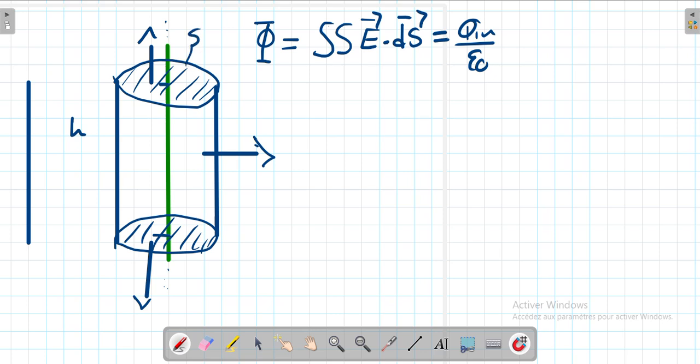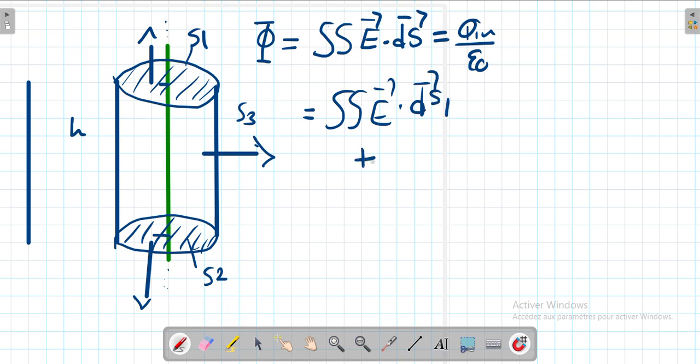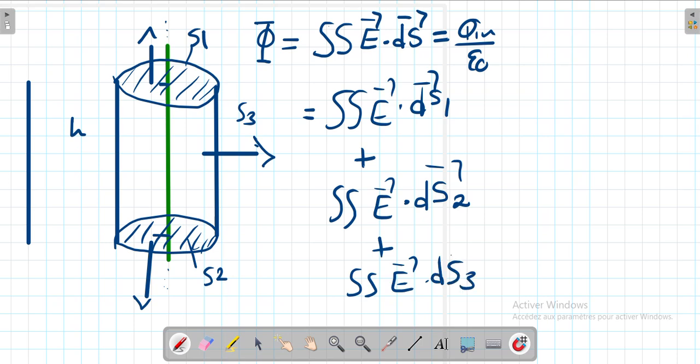Then you can name this surface S1, this surface S2, and then this lateral surface S3 if you want. Whatever works for you. Then here, this integral can be broken down because this is a surface integral. The double integral is a surface integral, and you can break it down into three. So we're going to say the double integral of E dot dS1 as a vector, plus the double integral of E dot dS2 as a vector, plus the double integral of E dot dS3 as a vector.